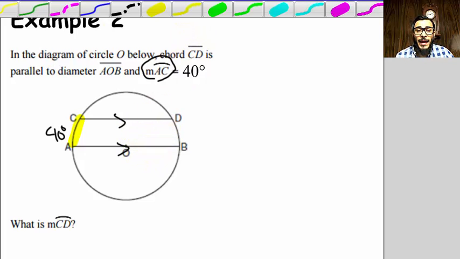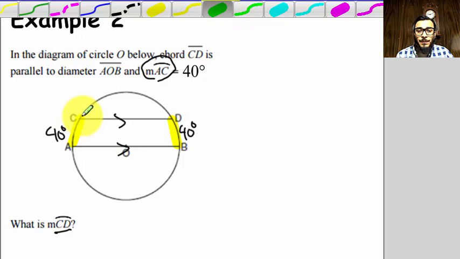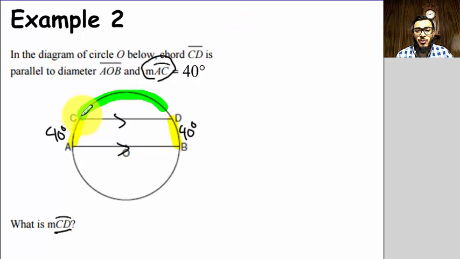Then we know automatically that arc DB must also be 40 degrees. But the question is asking for the measurement of arc CD. So we want to find the measurement of that arc. I wonder how I could find that. Is there a clue in the question? There is. We are told that AOB is a diameter.